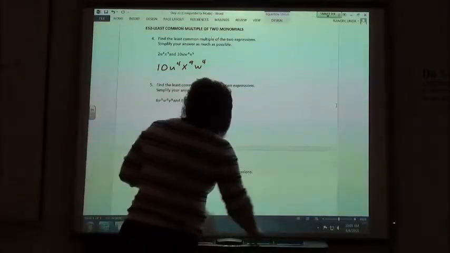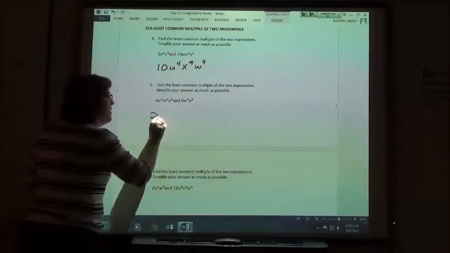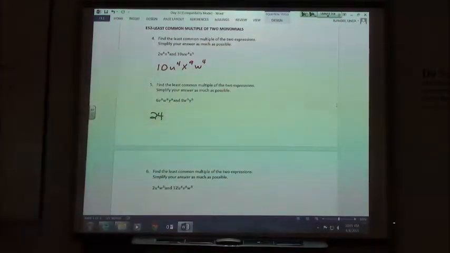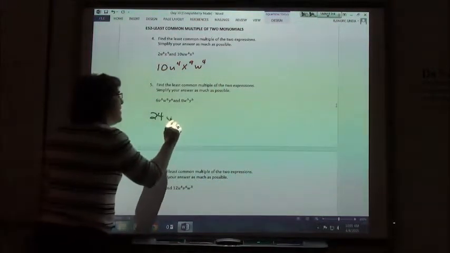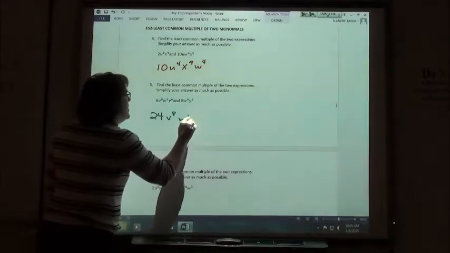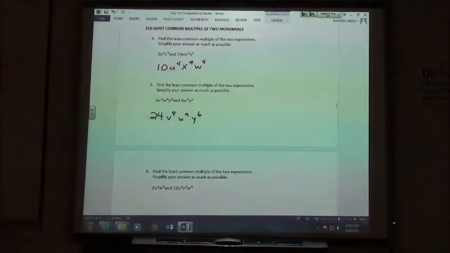So number 5, if I'm doing my least common multiple of 6 and 8, 24. And then with my variables, I would have what? V to the eighth, w to the ninth, and y to the sixth. So we had v's, w's, and y's. We want every one of those variables to the higher exponent that's listed.